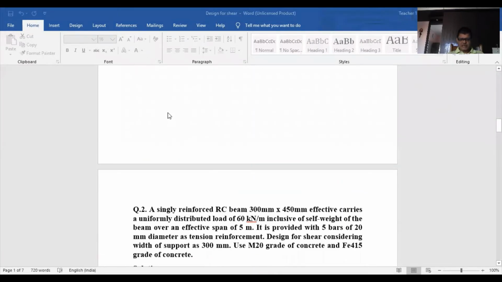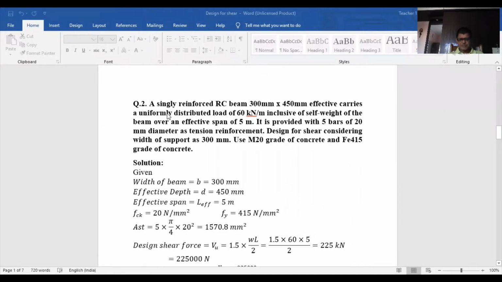Now discuss the second problem. In the second problem, what is given is a single reinforced RC beam of width 300 mm and effective depth 450 millimeter. It is subjected to a UDL of 60 kilonewton per meter. The total load is not given.